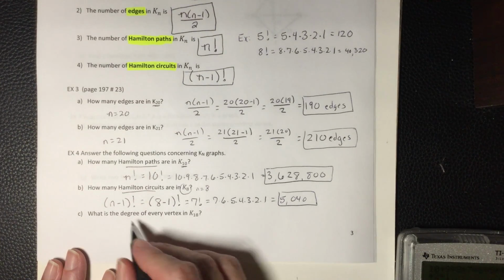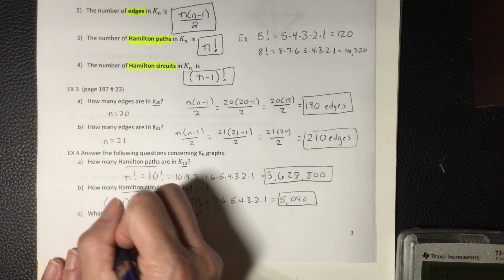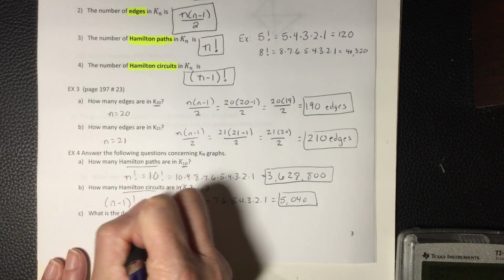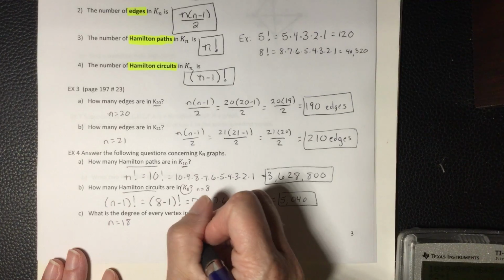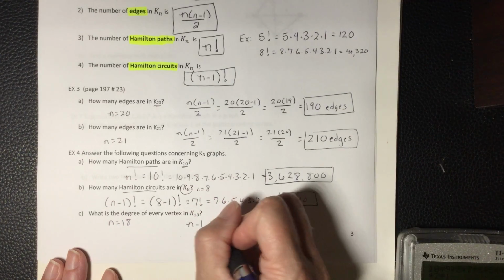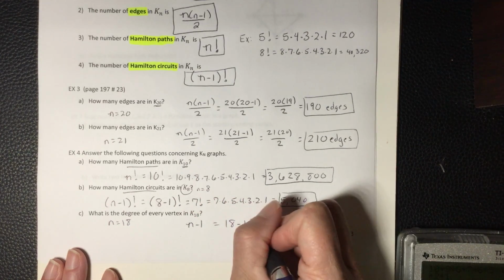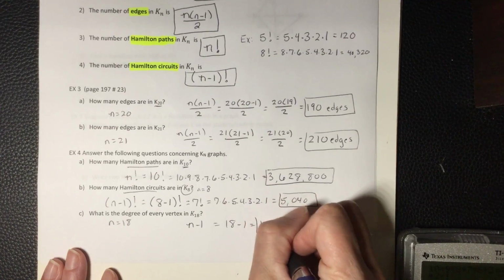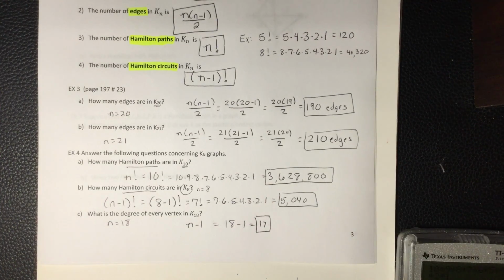All right, our last one is the degree of every vertex in K18. So on this one, n is 18. Degree is easy. It's just n minus 1. So that'll be 18 minus 1. So the degree of each vertex would be 17.